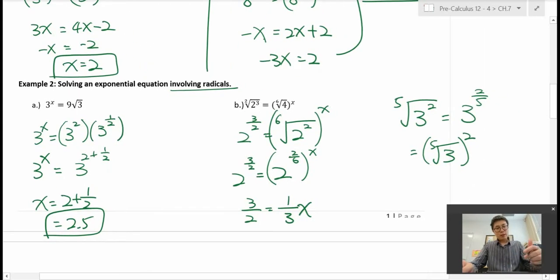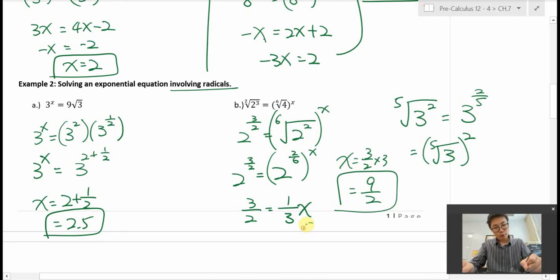You can solve for x by multiplying both sides by 3. So you should get 3 over 2 times 3, which is 9 over 2. And that is your answer. Right? If you multiply this by 3, 1/3 times 3 just cancels out. Okay. All right.